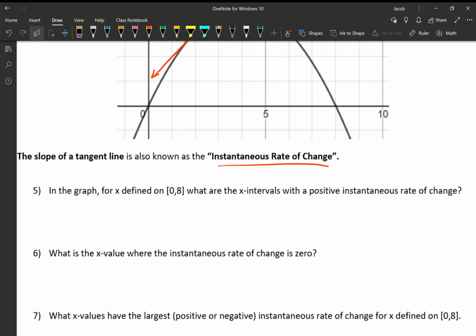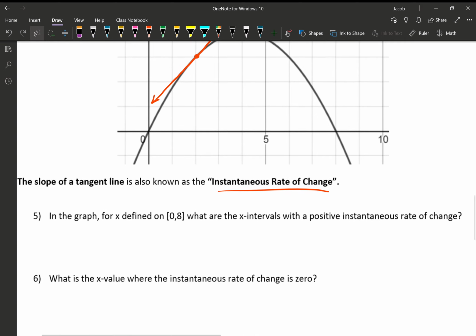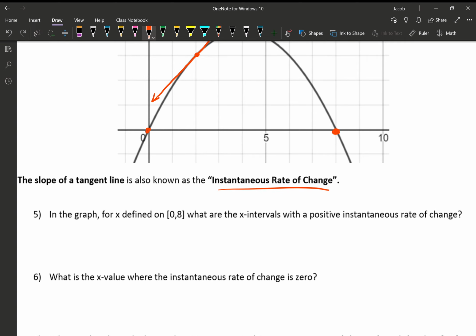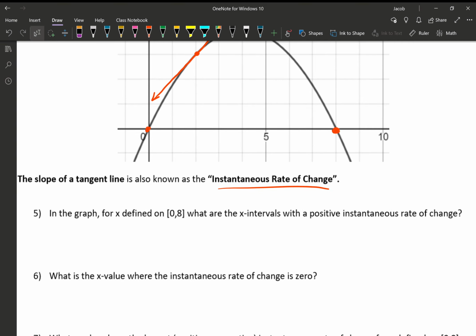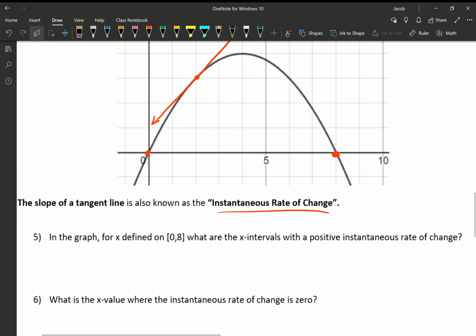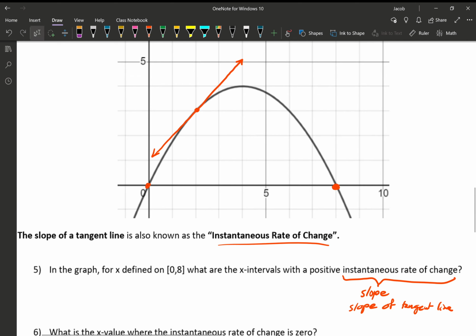So in this graph for x defined on 0 to 8, so we're just looking at this graph from its zeros, 0 to 8. What are the x intervals with a positive instantaneous rate of change? I would like you all to recognize instantaneous rate of change as slope, and specifically slope for the tangent line. So where can we draw positively sloped tangent lines?